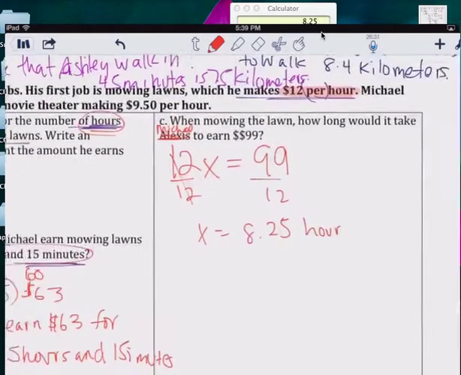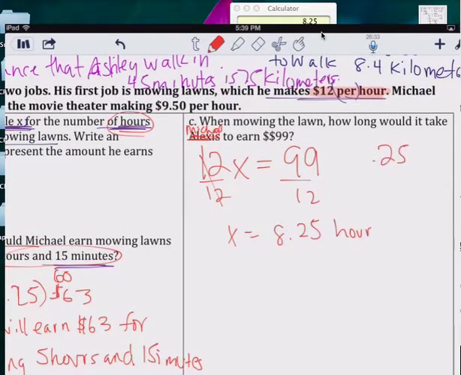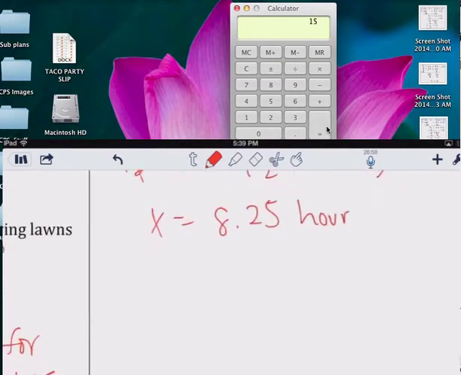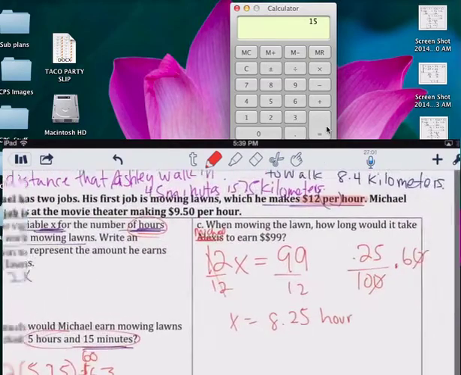That means 0.25 over 100 times 60. Okay, that gives you 25 times 6 equals, divided by 10, 15. So 8 hours and 15 minutes.